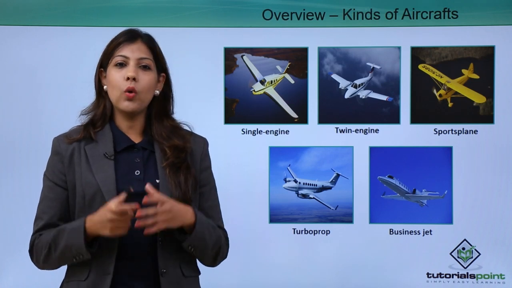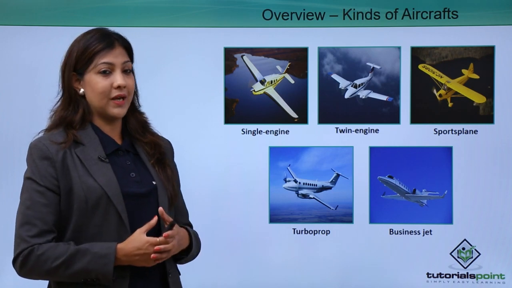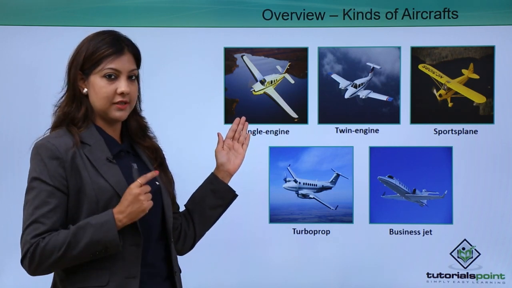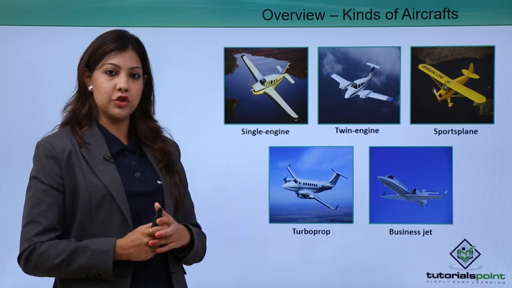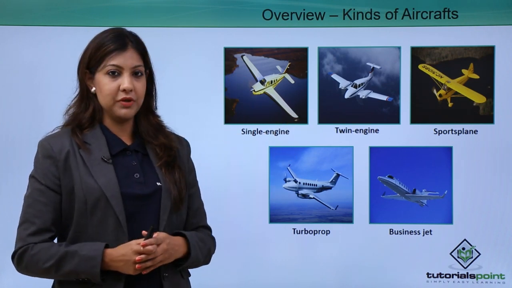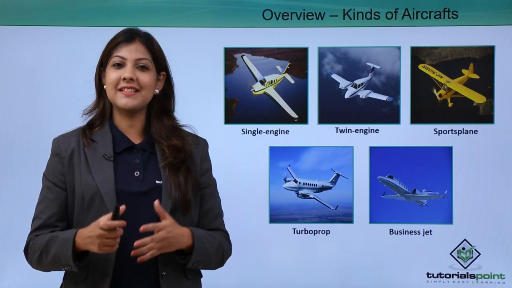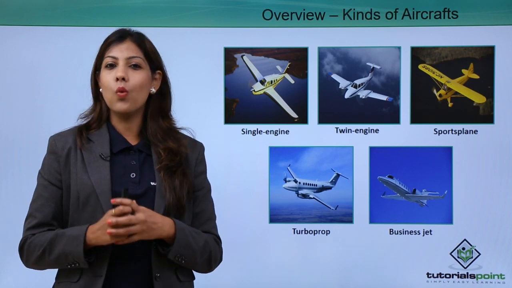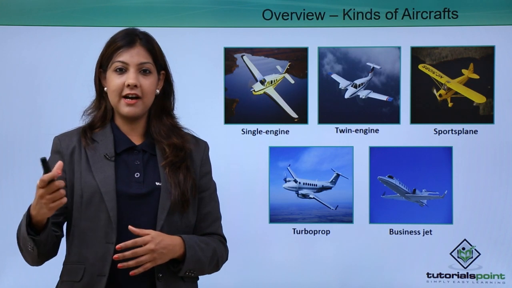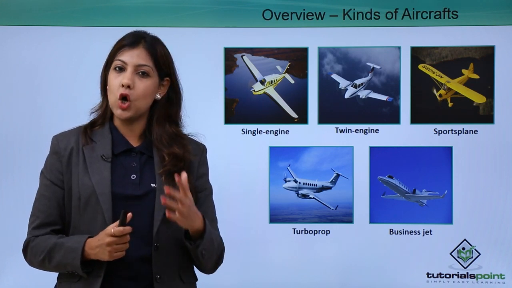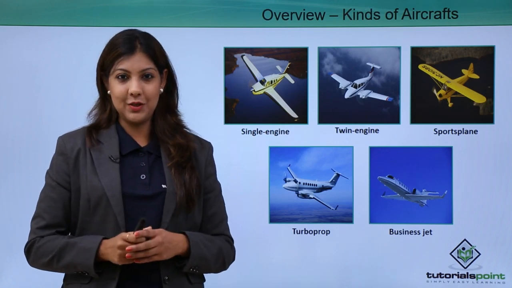So friends, let's have a quick overview of what are the different kinds of aircrafts. Here on the images you can see a single engine, which has just one engine in the aircraft. There is a twin engine, which means that there are two engines, and that is for a particular purpose. A sports plane, which looks really nice and funky, is for one purpose only, and that is for fun. These sports planes do not fly very high, and they also do not go very long distance. So they are for very short distance and they fly very, very low.